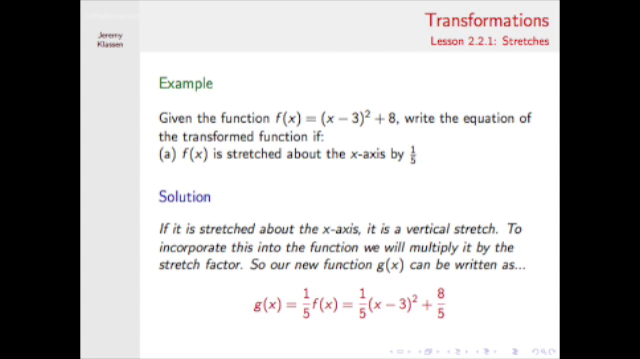And now to finish this question, we will replace f of x with the function. And remember that since there are two terms in the function f of x, that coefficient up front, that 1/5, has to be distributed to both terms. And so we get 1/5 (x minus 3) squared plus 8/5.